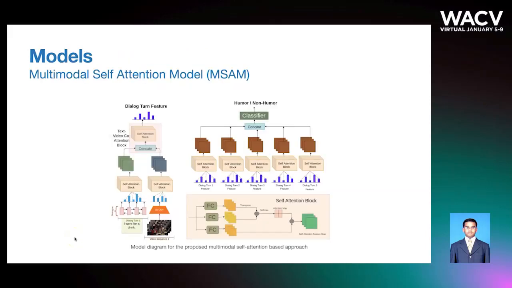In an attempt to solve this task, we propose a multimodal self-attention model. Textual utterances are fed to a sequential attention model, and video sequences are fed to a 3D CNN. The resultant utterance-level features are attended and concatenated and are fed to a binary classifier.